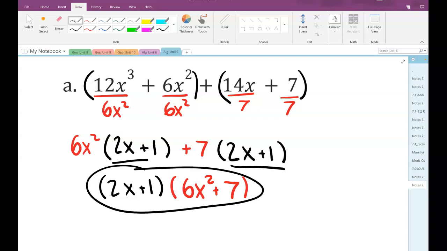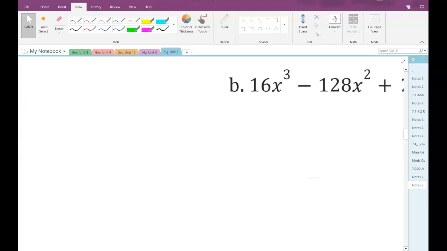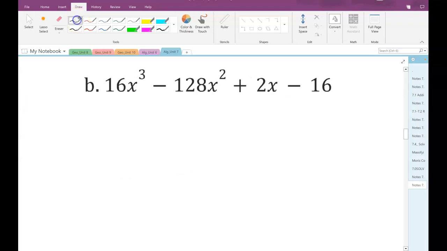So let's do example B now. You want to try it on your own, you can work ahead. We group first two, last two. We have big numbers now, 128. Whenever I see a bigger number that I don't exactly know the greatest common factor between these two, I always just see if my smaller number can go evenly into my big number. In this case, it does. So 16x squared is going to be our GCF.